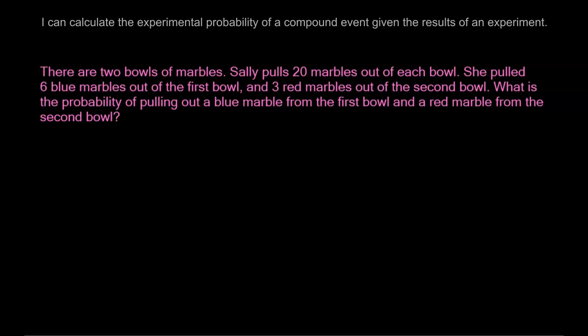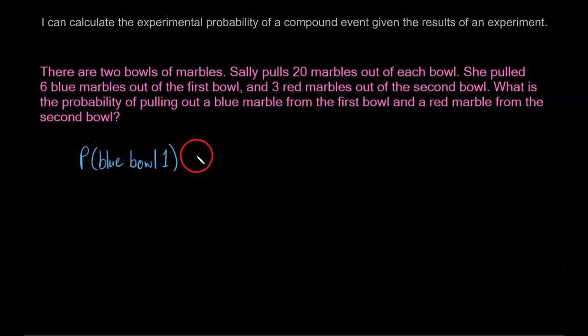So when we're talking compound probability, we're going to find the probability of each event happening individually, and we're going to multiply them together. So compound probability is the product of the 2 simple probabilities. So what we need to do is find the probability of a blue marble being pulled from the first bowl. So the probability of a blue from bowl 1.